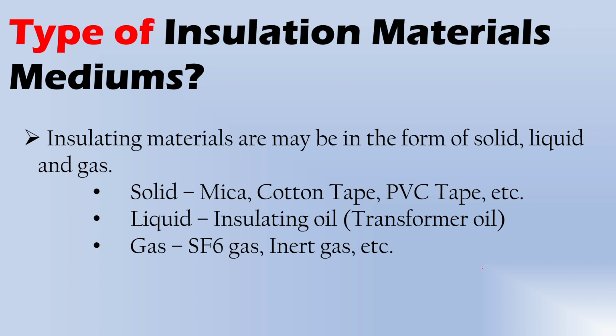Liquid insulating oil we mostly use in transformers to insulate the transformer windings. And SF6 gas, an inert gas, is used as a gas insulator in circuit breakers in substations and industries, not in home applications. You will not see this kind of appliance in your homes. It is used in generating substations and big factories, where they use the SF6 gas circuit breaker with SF6 as the insulating medium.